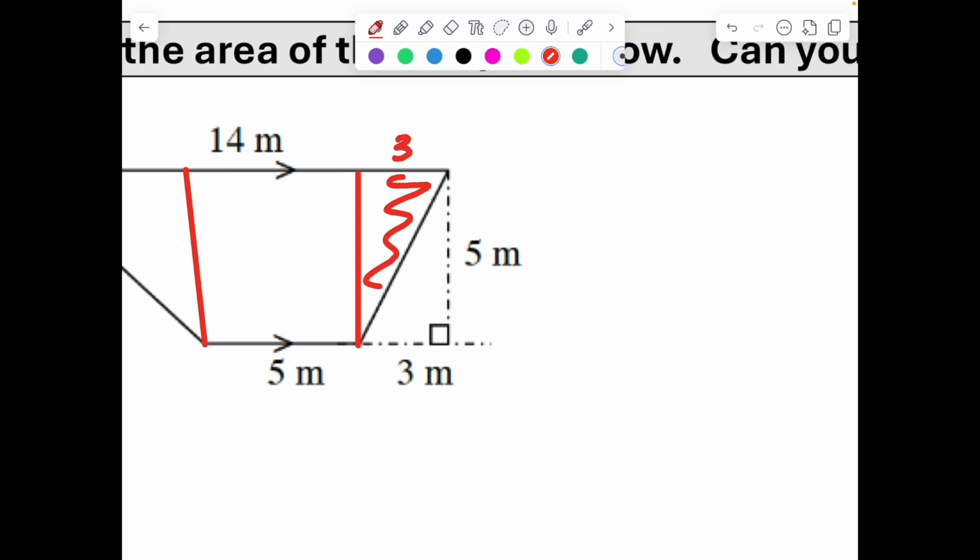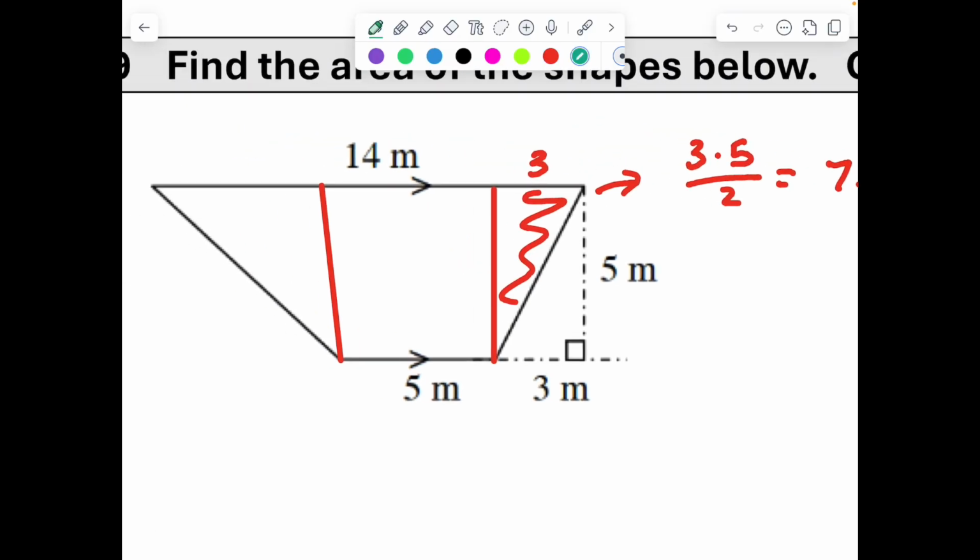So this triangle right here, the base is 3 and the height is 5. So the area of that is 3 times 5 divided by 2. And 15 divided by 2 is 7.5. So that's the area of that one triangle.